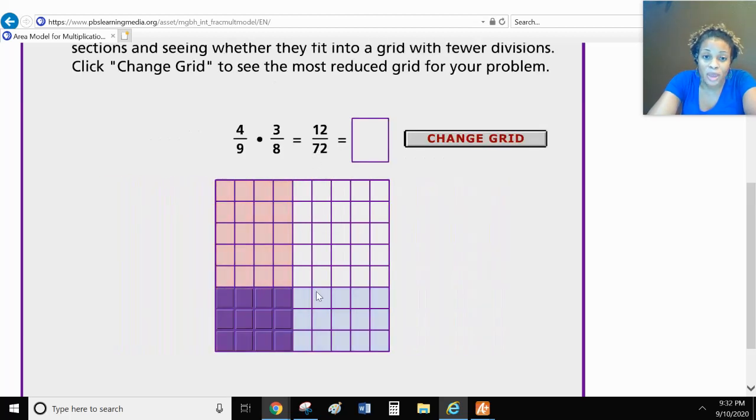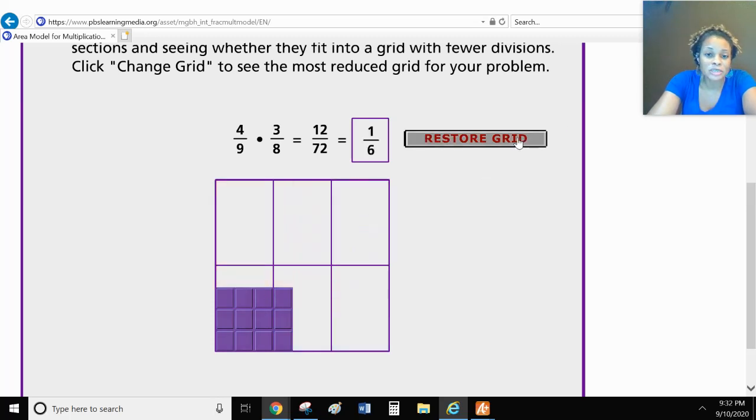I would get 12 over 70 something. 12 out of 72. And this can be simplified. The GCF would be maybe 6. I'm going to go with 6. I don't know off the top of my head. And I am wrong. The GCF clearly must be 12. So the GCF would be 12.